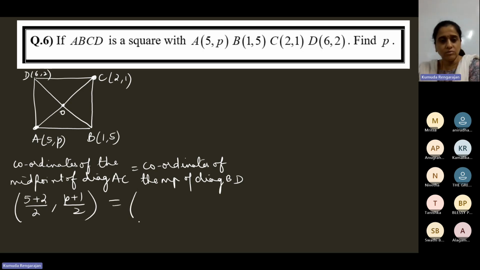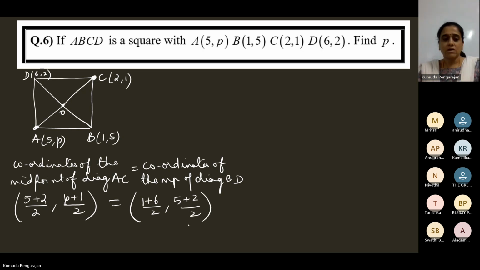is equal to, now use the coordinates of the vertices B and D. So x1, x2 are 1 and 6. y1, y2 are 5 and 2. (1 plus 6) by 2, comma, (5 plus 2) by 2. Both are the coordinates of the point O. This one is the coordinates of the point O. This one also is the coordinates of the point O.